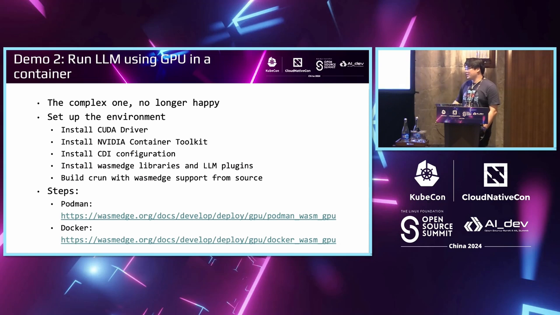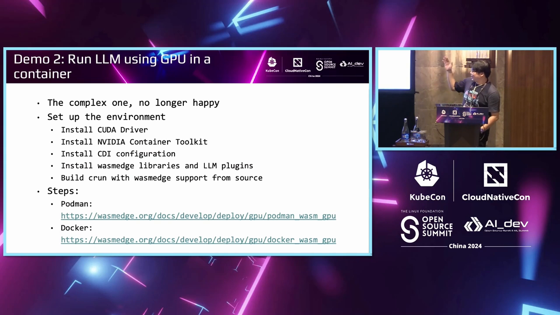You have to install the CUDA driver, because if you want to use your GPU, you have to do that. And you have to register the NVIDIA container toolkit, making sure you are using the correct version with your driver. For example, if you are using CUDA 12, you have to use the same version. Then you register it in the CDI configuration. All I talked about is just to install CUDA and GPU support, not including any Wasm. Then the fourth step is that you have to install the Wasm library and our plugin. And don't forget you will need CRUN to do that.